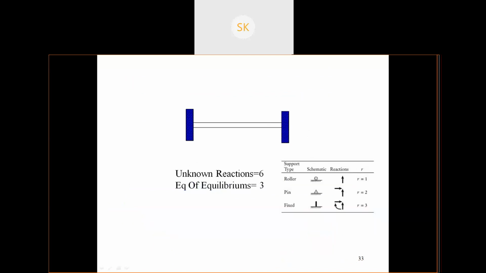Again, I want to explain statically determinate and indeterminate with one more example. Suppose I have a beam which is fixed, and you know for a fixed support you have three reactions: one vertical, one horizontal, and another a moment, right? And this beam is also fixed. Generally in our civil engineering structures, maximum structures are in fixed position. So it will have fixed reactions, right?